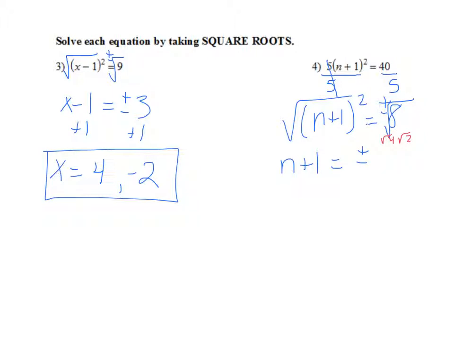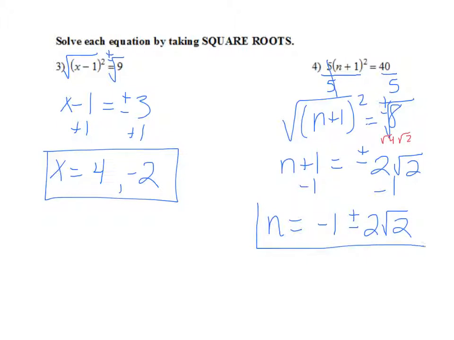Which would reduce to a 2 root 2. So I'm going to have a plus or minus 2 root 2. Take the 1 to the other side. So n is equal to, and probably the way I'd write that is a negative 1 plus or minus 2 root 2. And that's actually two different solutions. I could go find decimal values for that if I wanted, but I'm not going to. I'm going to leave it exact.